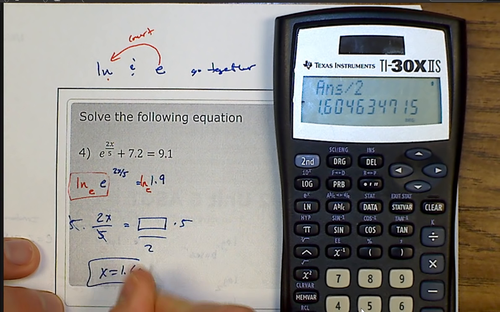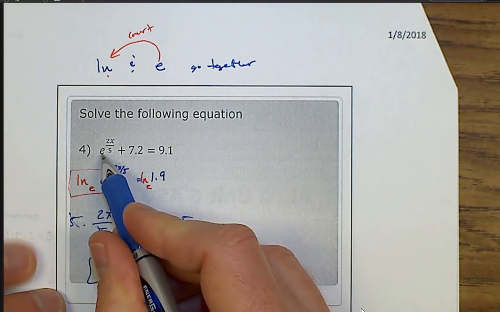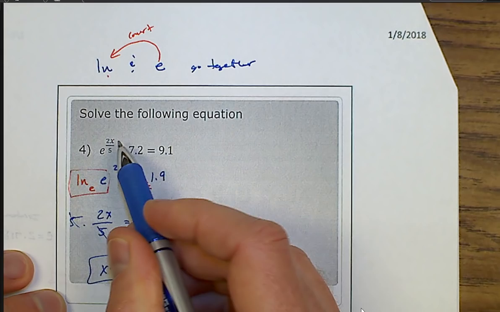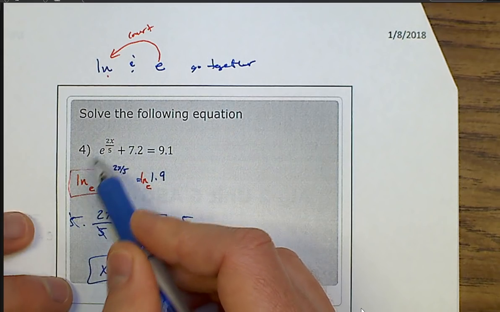Okay? And that's how you solve an equation when given something with e. Again, it's an exponential form. Just think of it like we did before. You're going to use logarithms, but because it's e, we're going to use natural logarithms.